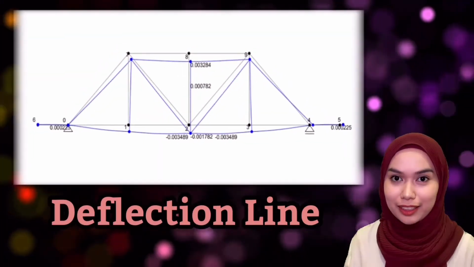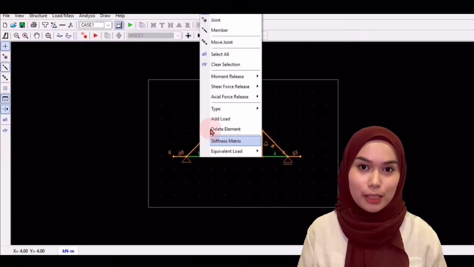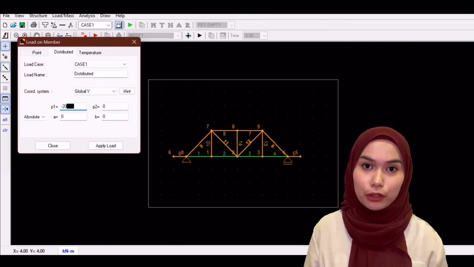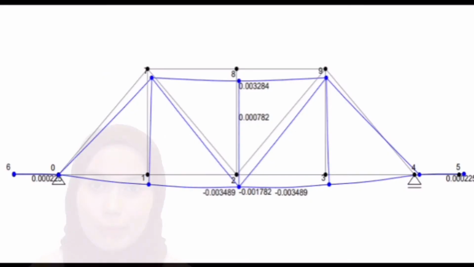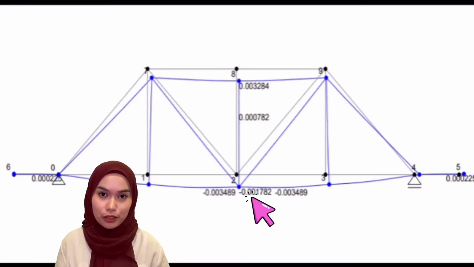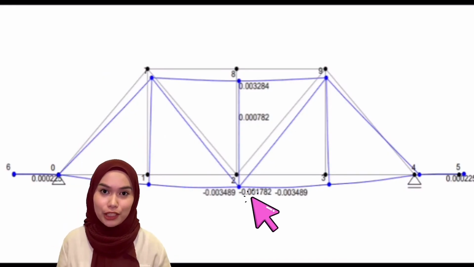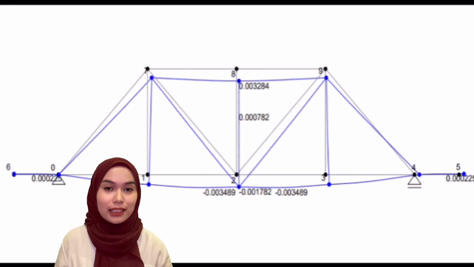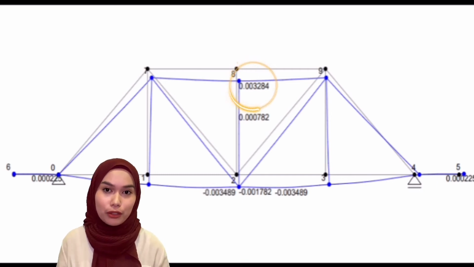The center span of the bridge was tested with 2000 kg load, which is 20 kN. The deflection at the center span of the bridge is negative 0.001782. By knowing the tension force and compression data, it can determine the analysis of the internal force of structure members. The tension force is 0.003284 at 827, while the compression is negative 0.001782 at 024.